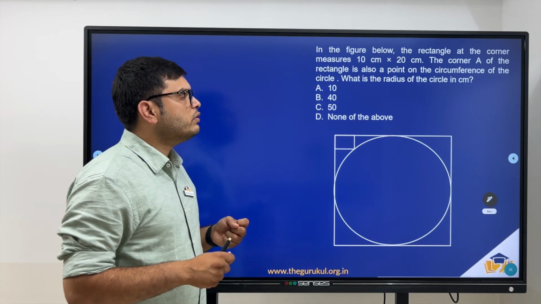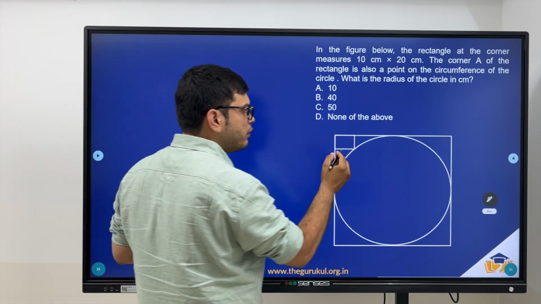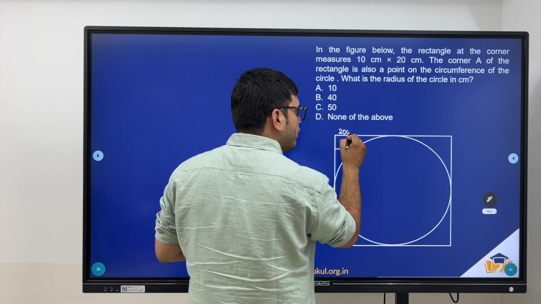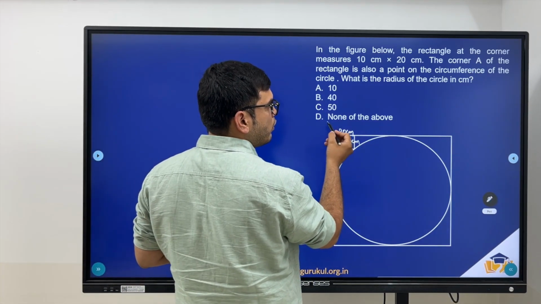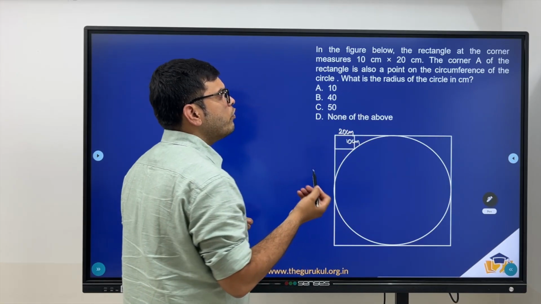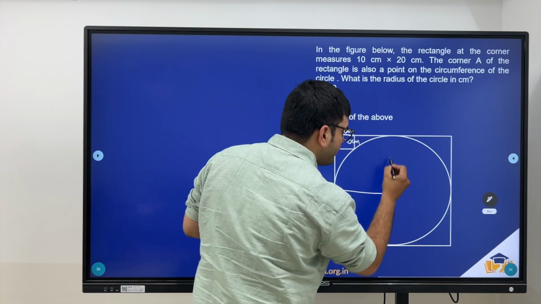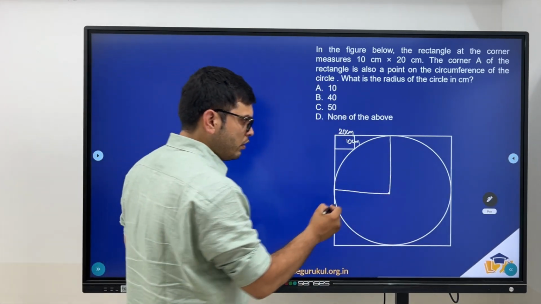In the figure below, the rectangle at the corner measures 10 centimeters by 20 centimeters. So this is 10 centimeters. The length is 20 centimeters. The corner A of the rectangle is also pointed on the circumference of the circle. What is the radius of the circle? Right. So let me consider O to be the center of the circle.